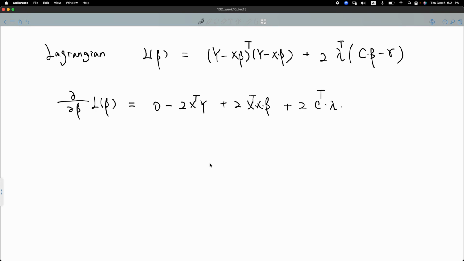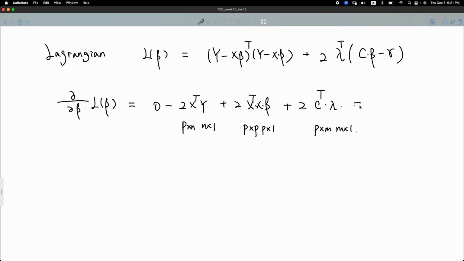So if you want to check, this is p by n, and then this is n by 1. So you have a p by 1 vector here. Here you have a p by p, and then p by 1. You also have a p by 1 vector. And then here you have a p by m, and then m by 1. So you would get a p by 1 vector here.